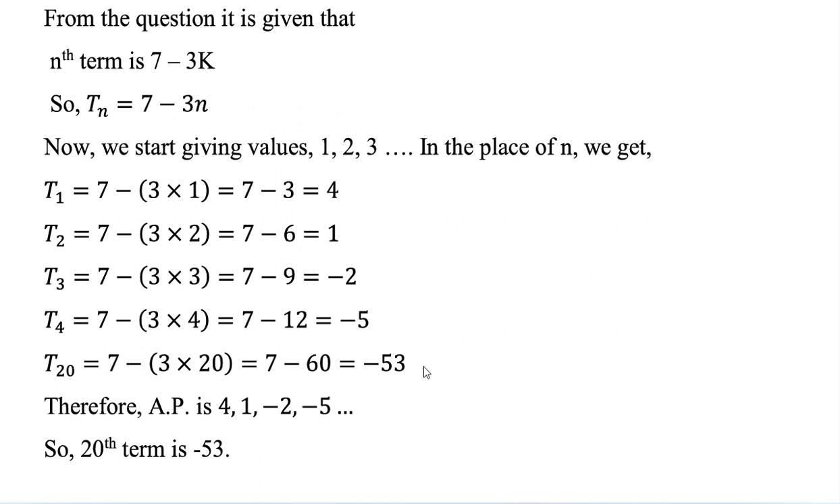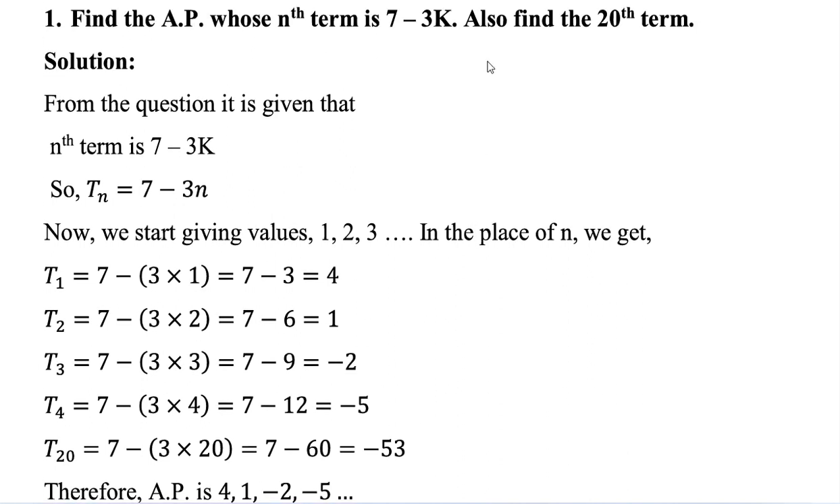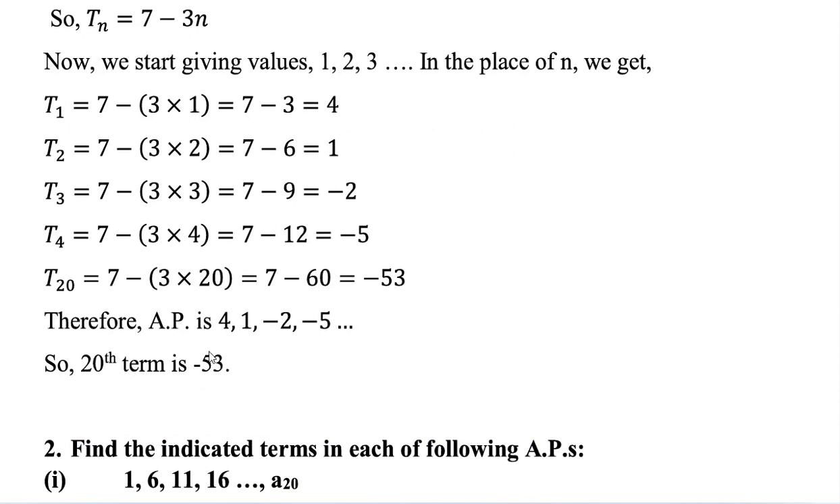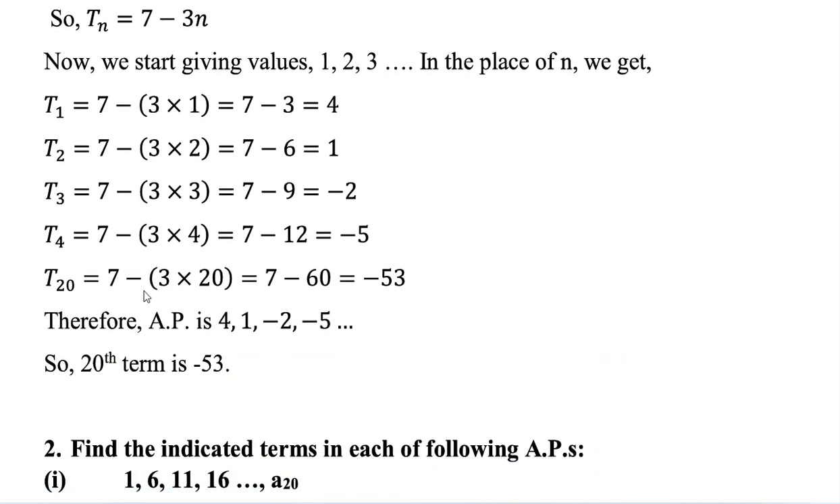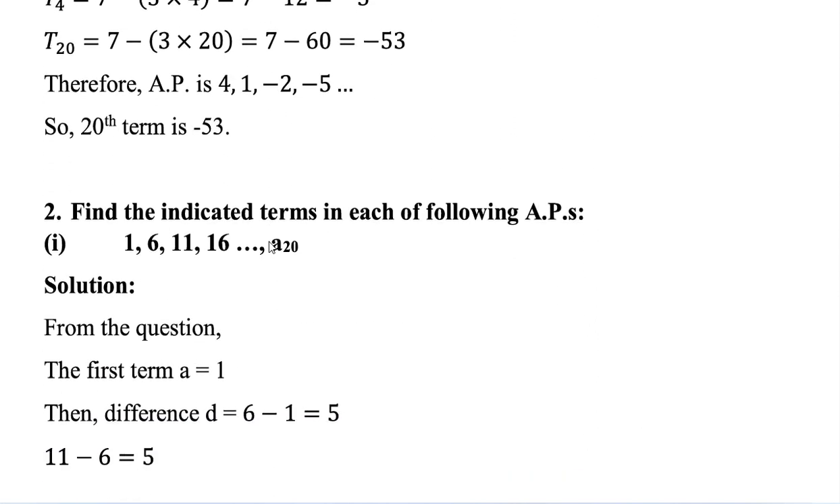So what is the question? We have to find the AP. So this is the AP series, and we have to find the value of the 20th term, that is T20. So 7 minus 3 into 20 comes to minus 53. So the 20th term will be minus 53. Come to the next problem.